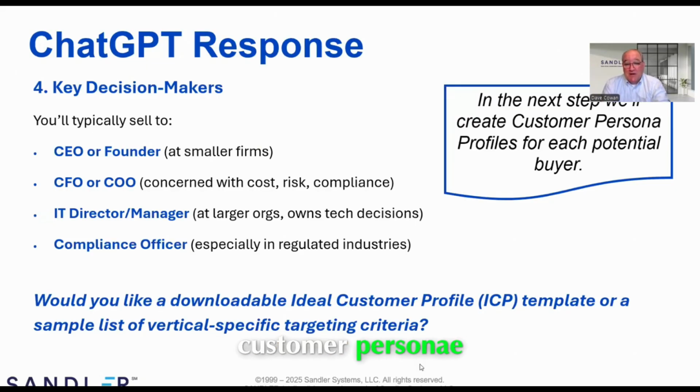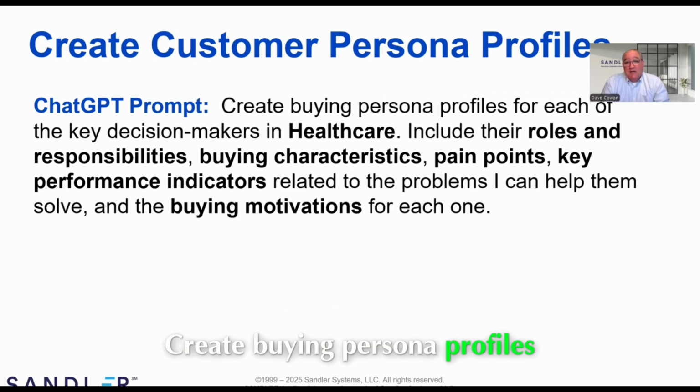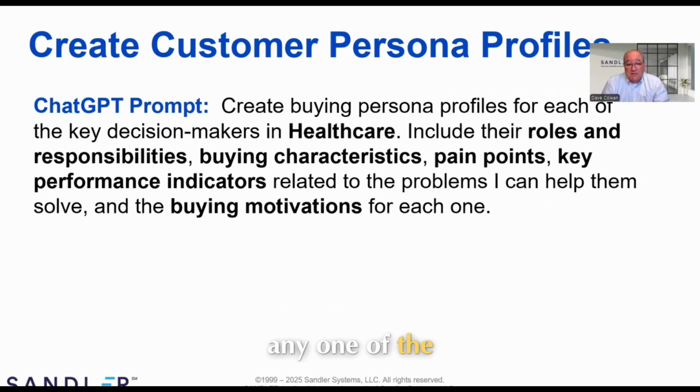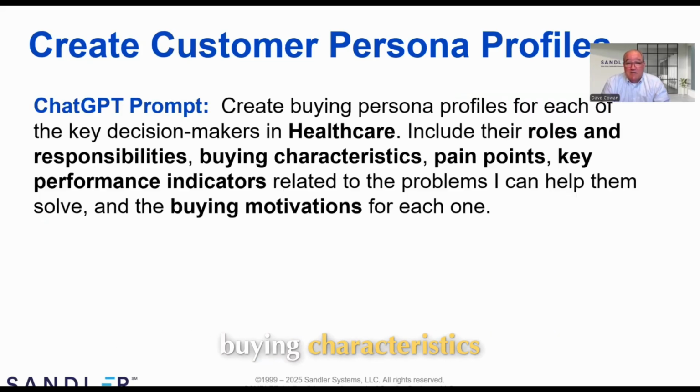So customer persona. So, sorry about that. My ChatGPT prompt next, create buying persona profiles for each of the key decisions in healthcare. I could have chosen any one of the 7 or 8 industries ChatGPT came up with, but let's focus on healthcare for purposes of this. Include their roles and responsibilities, buying characteristics, pain points, key performance indicators related to the problems I can help them solve, and the buying motivations for each one.